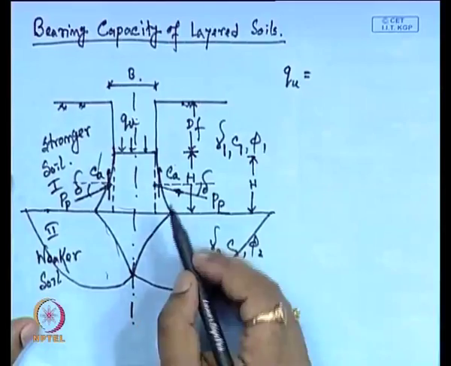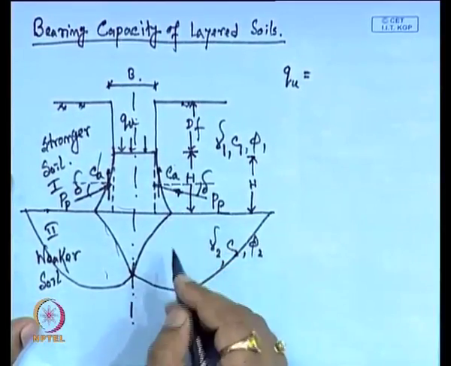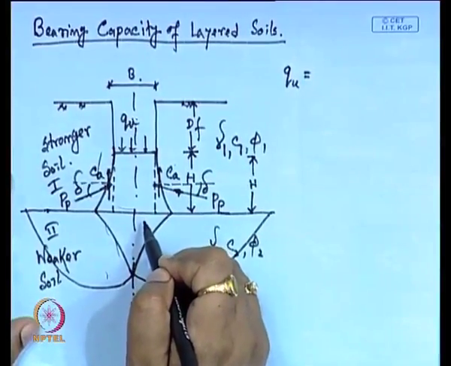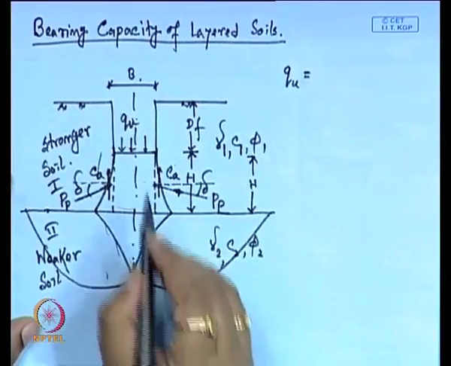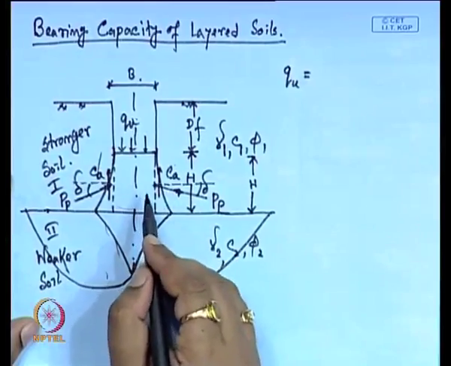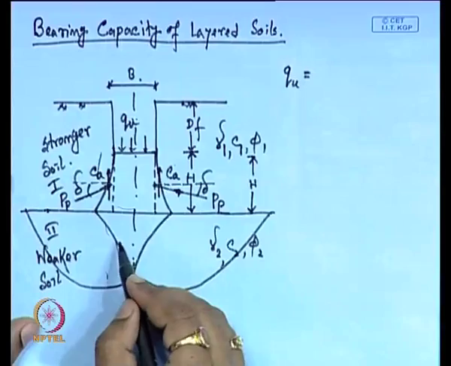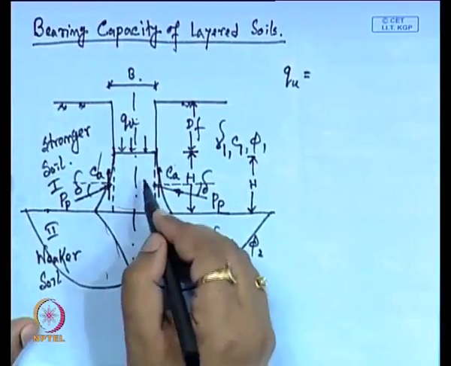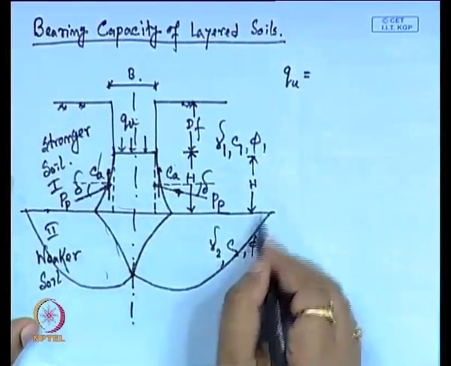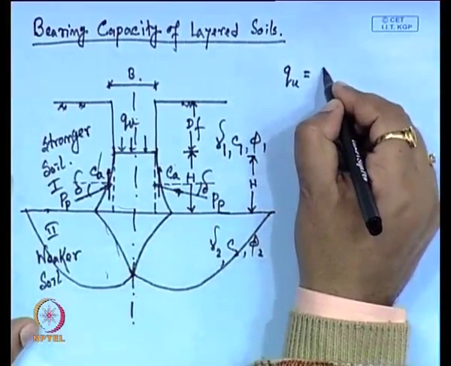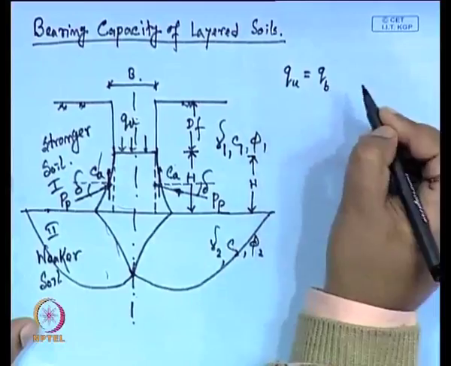Some portion of the resistance we will get from the bottom layer and some portion we will get from the top layer. So, this is the summation of the resistance or the load which is carried, some portion by the strong layer and some portion by the weak layer, the bottom layer and the top layer. Suppose in the bottom layer it is, as usual, the general shear failure. So, we can write this resistance as Q bottom.